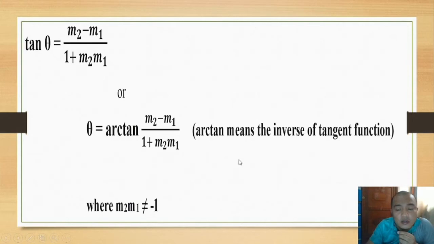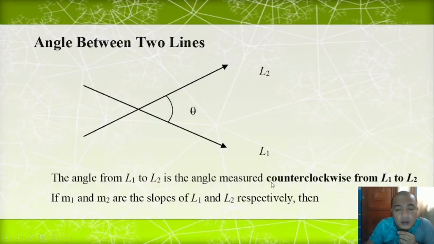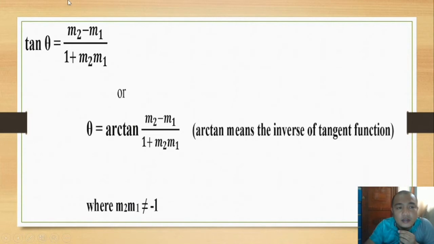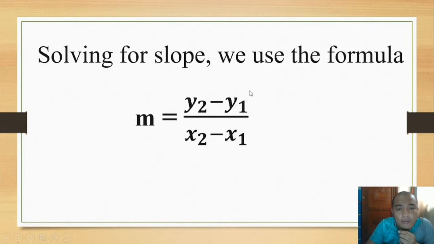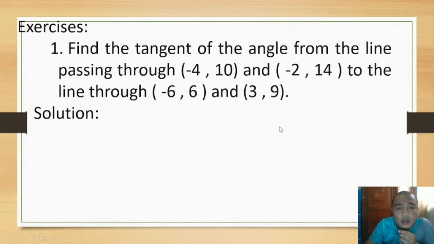Okay, so repeat, always remember the keyword for this topic, counterclockwise. And the formula is this: tangent theta is equal to m sub 2 minus m sub 1 all over 1 plus m sub 2 times m sub 1. And then, to solve for the slope, you know the formula here: m is equal to y sub 2 minus y sub 1 all over x sub 2 minus x sub 1. Okay, so let us now have our first problem.